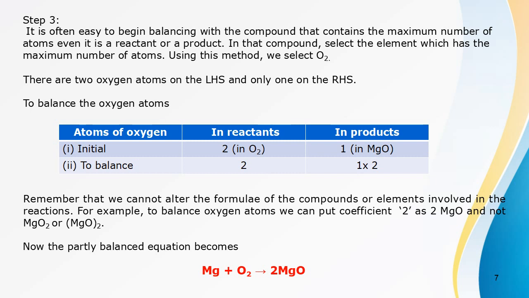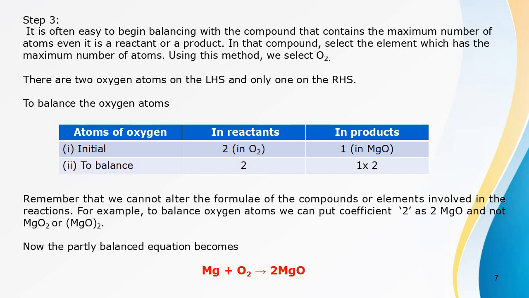It is often easy to begin balancing with a compound that contains the maximum number of atoms, whether it is a reactant or a product. In that compound, select the element which has the maximum number of atoms. Using this method, we select O2. There are 2 oxygen atoms on LHS and only 1 on the RHS.